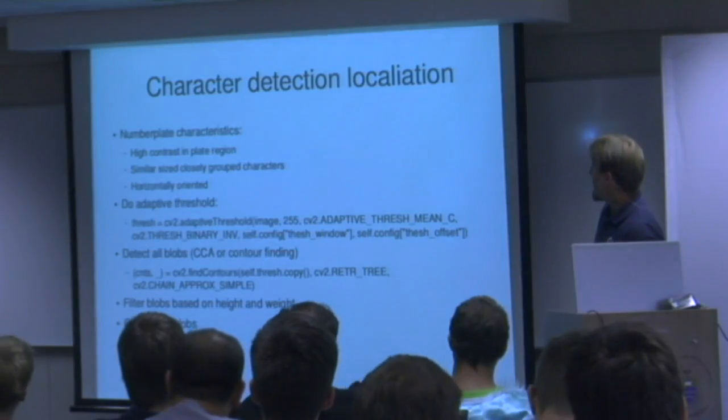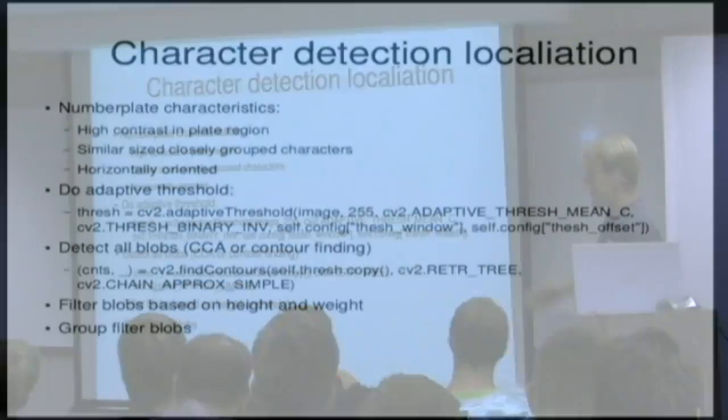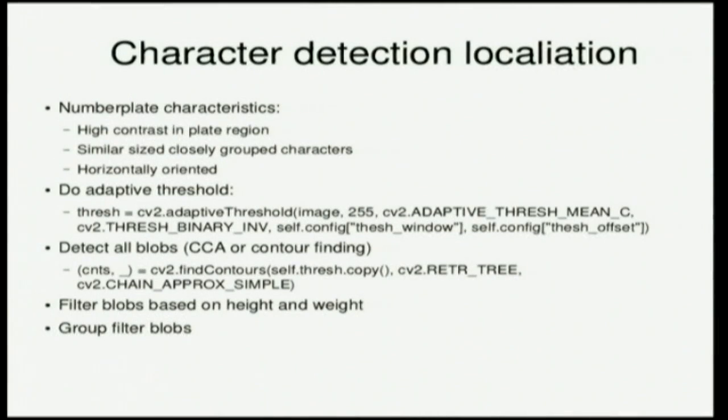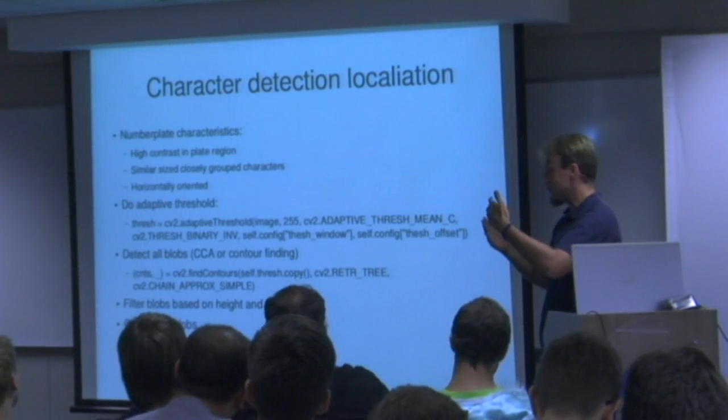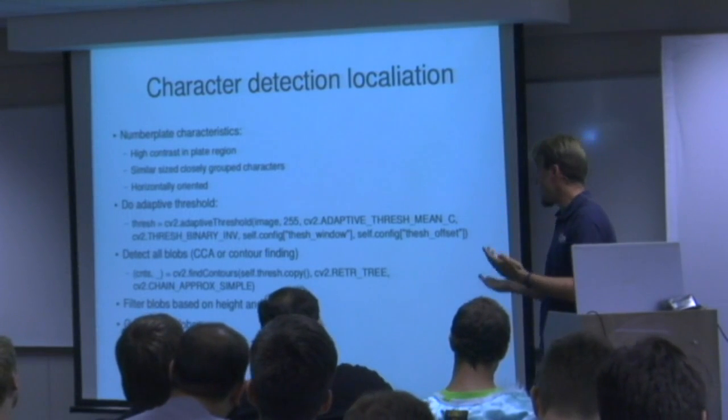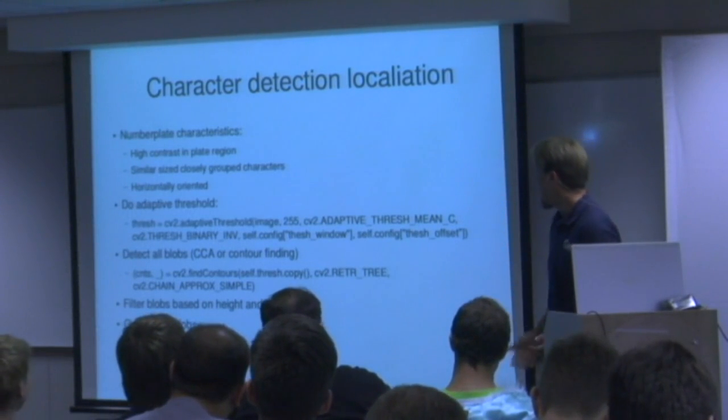Okay, then character detection, which I did for the localization. The reason we do this is you've got high contrasts in plates. It's white on black, black on white. It's similarly sized. All the characters are of a similar size, similar width, height. They are closely positioned together. They are always more or less horizontal, unless you installed your camera sideways, which would be stupid.